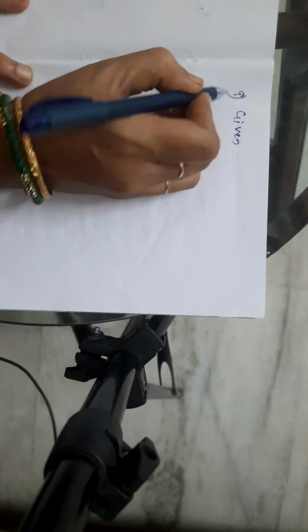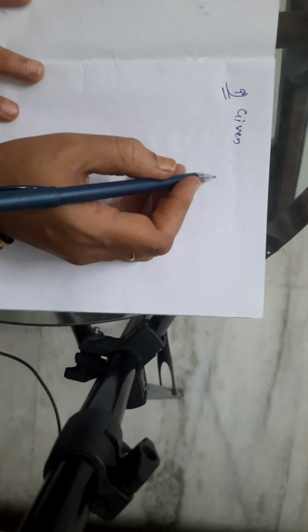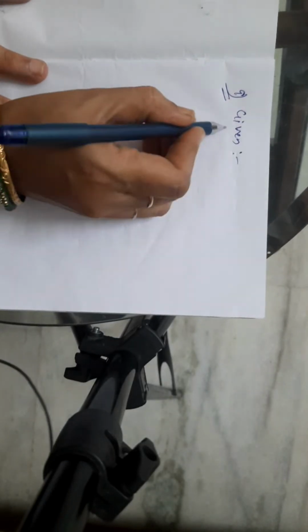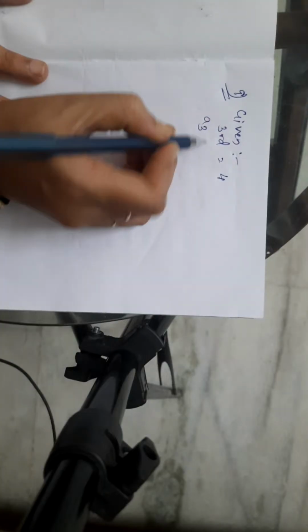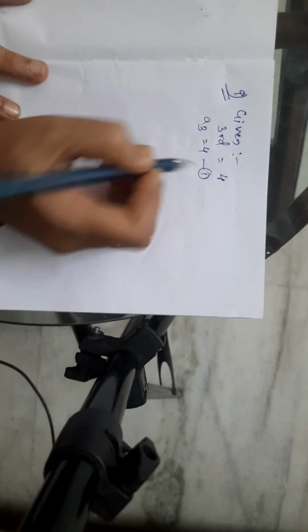This is question number 9. Third term of AP is given as 4. So we can write A3 is 4. This is our first equation.